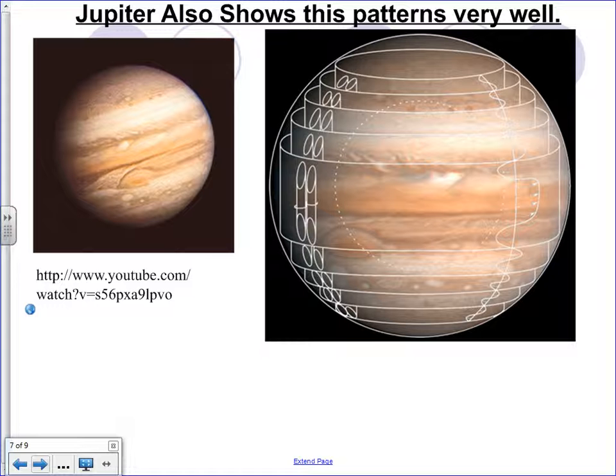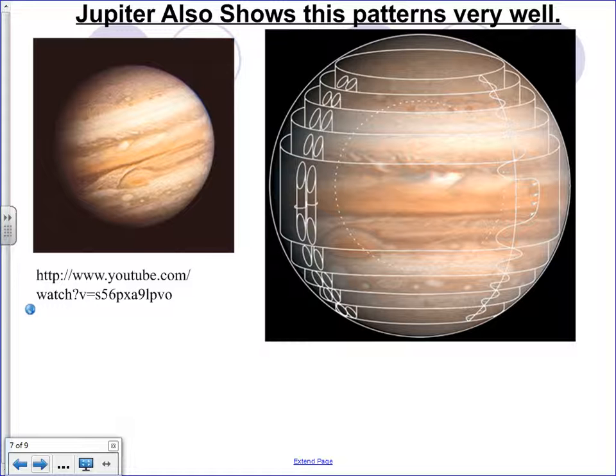I'm going to show you a couple of videos of Jupiter's atmosphere. It actually looks like part of Jupiter spins one way and part of it spins the other way, because Jupiter is so big, it has more bands than we do. We have 3 bands per hemisphere. Jupiter has like 5 or 6 because it's so much larger.